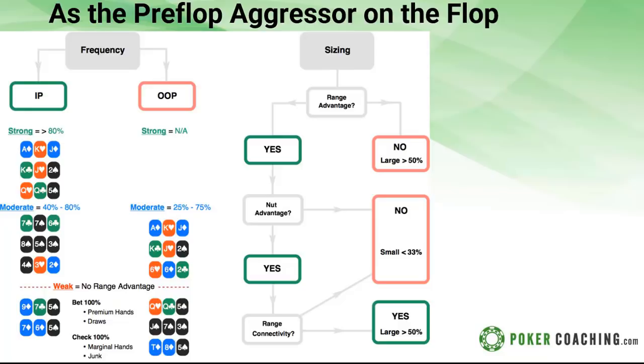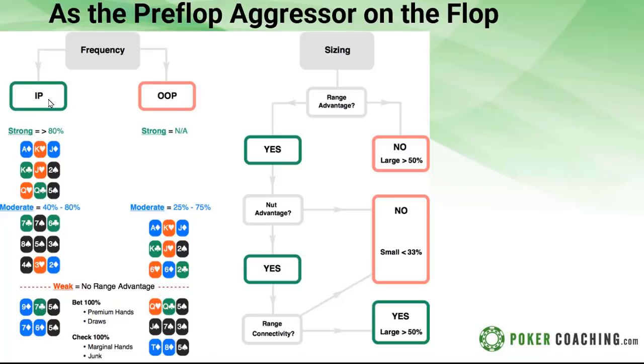So, first things first, frequency. How often are we going to be betting? That is over here. So, are we in position or out of position? Now, this is going to be a bit of an oversimplification, but I show you in the masterclass how to go through and figure out all these numbers yourself. But essentially, you want to ask, do I have a strong range advantage, a moderate range advantage, or a weak to no range advantage? Okay? So what is strong range advantage?